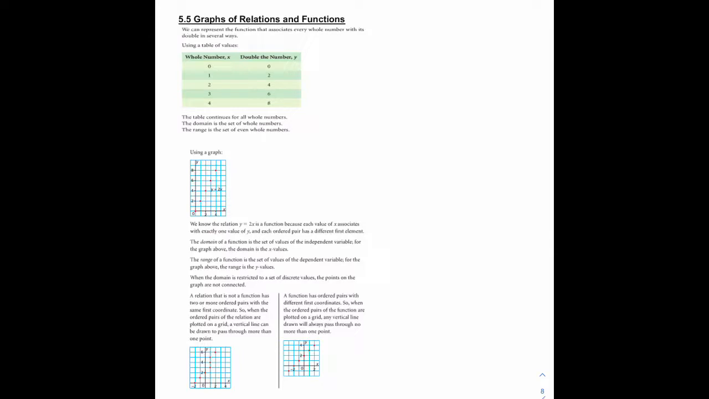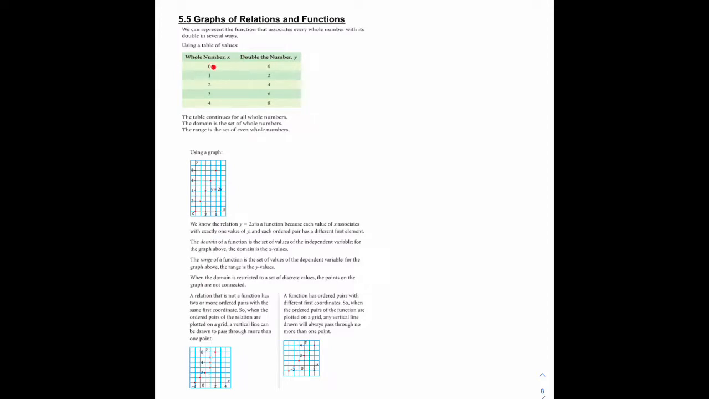So we can represent the function that associates every whole number with its double in several ways. First we can use a table of values. Here's our whole number: 0, 1, 2, 3, 4. It could continue, but we just stop it at 4 here. And then the double of the number, y: 0, 2, 4, 6, 8.